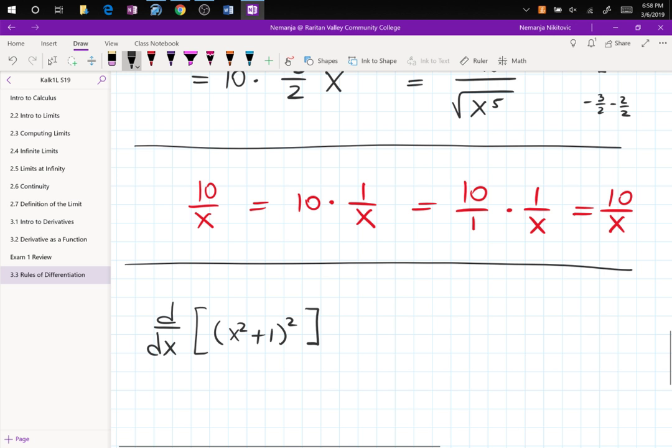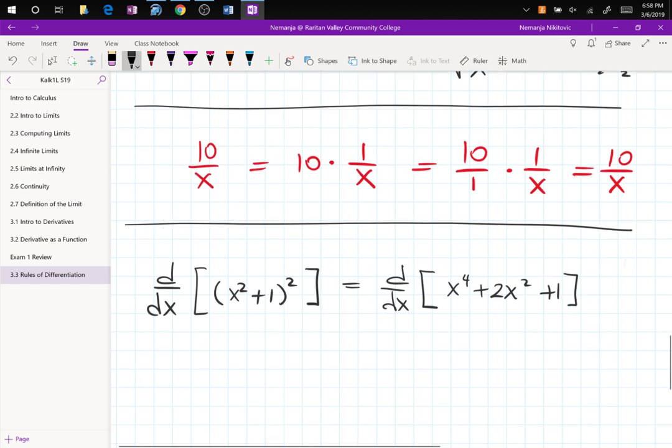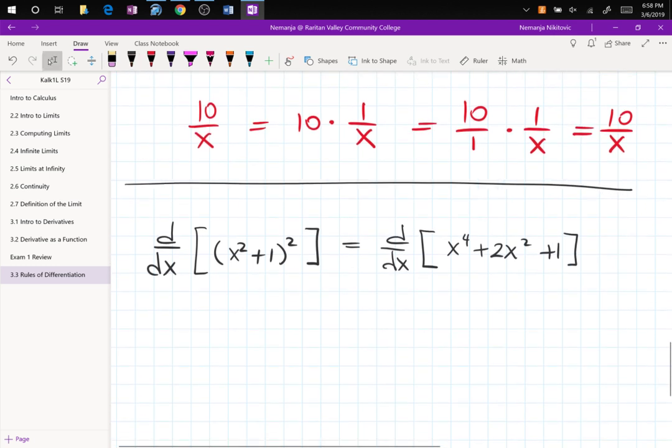Yes. So what do we have? d dx of... When we FOIL, we get x to the 4th plus 2x squared plus 1. You can multiply these on the side if you don't know the a squared plus 2ab plus b squared formula. And now you can quickly differentiate 4x cubed plus 4x plus 0.